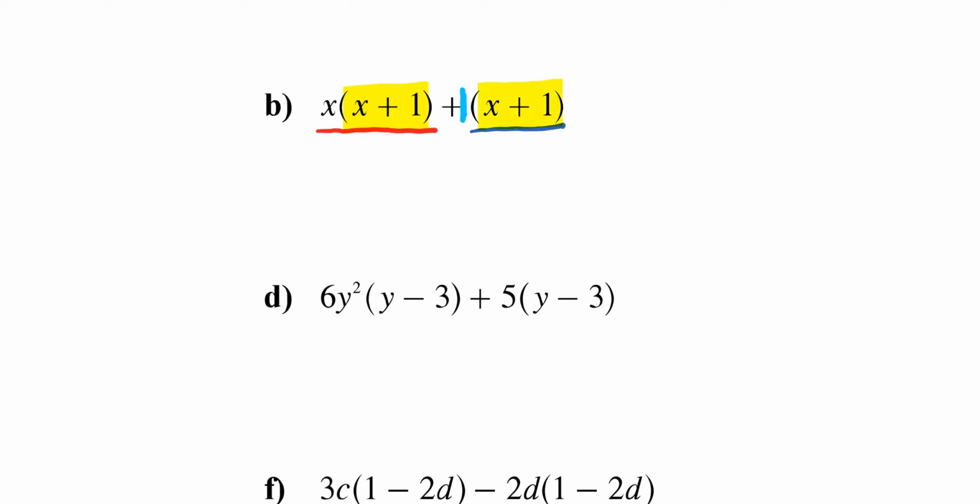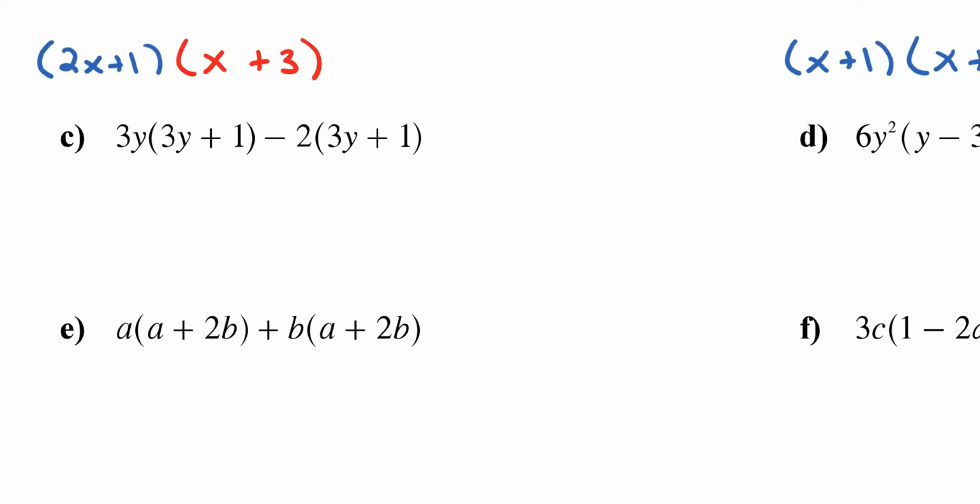So how do you factor out the x plus 1? Well, you can pull it to the side. I'm pulling out the x plus 1 to the side, and then ask yourself what is left over. Well, there's an x here and a plus 1. So in brackets, I can write down x plus 1. So my final answer is x plus 1 times x plus 1.